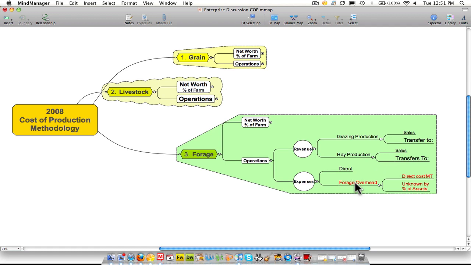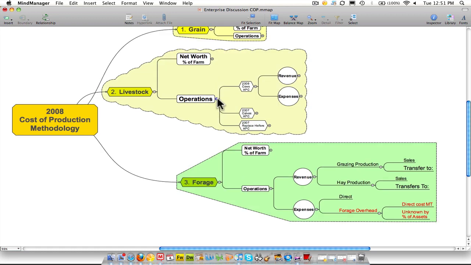But this enterprise is going to have its set of overhead costs that are going to be related to the cost of making bales and keeping the pastures in shape. So now let's go over to the livestock operation. We're going to further break down the livestock operation into animal profit centers, APC for short. So the 2008 cows are going to have their own annual profit center. So the cow herd is going to have revenues and expenses.